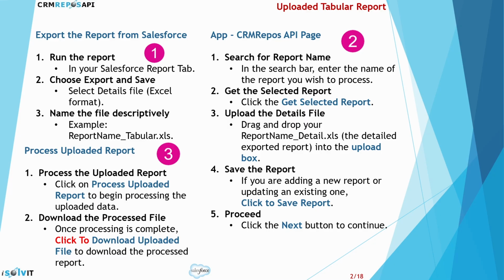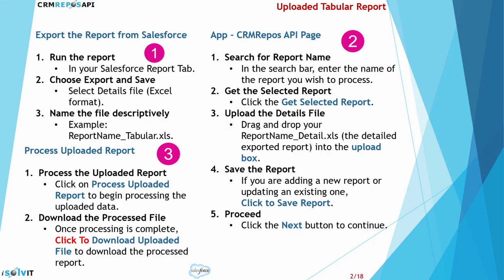First, search for the report name using the Smart Lookup field. When you select the intended report, click Get Selected Report to retrieve all stored settings associated with it. Next, drag and drop the exported detail file into the upload box. Set the report format to tabular to ensure that CRM Repo API applies your predefined header, footer, and formatting logic. If you are creating a new setup or updating an existing report, click Save, then click Next to proceed.